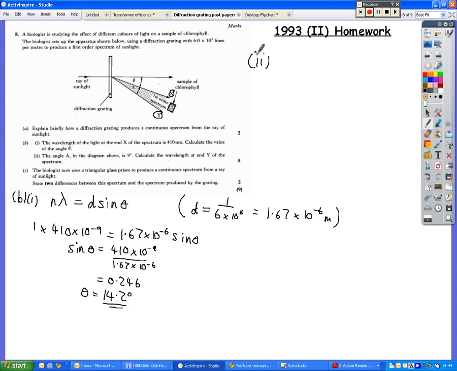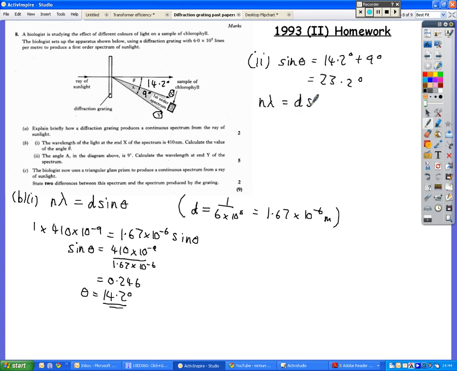Well, you've got 9 degrees in here, 9 degrees in here, and you already know that this is 14.2. So the angle of deviation from the normal for the light at Y is going to be 14.2 plus 9 degrees. That's the theta in this case. So 23.2 degrees.